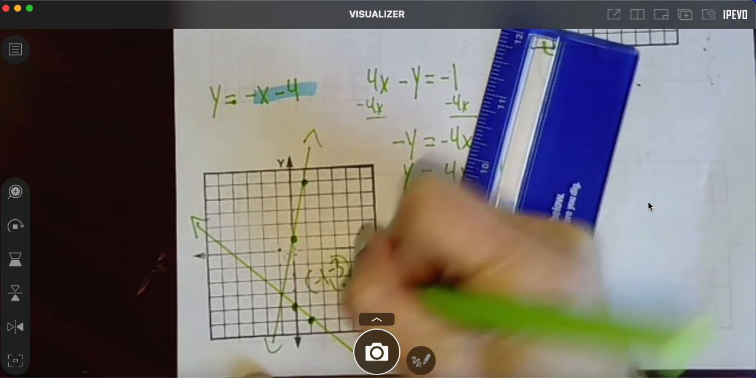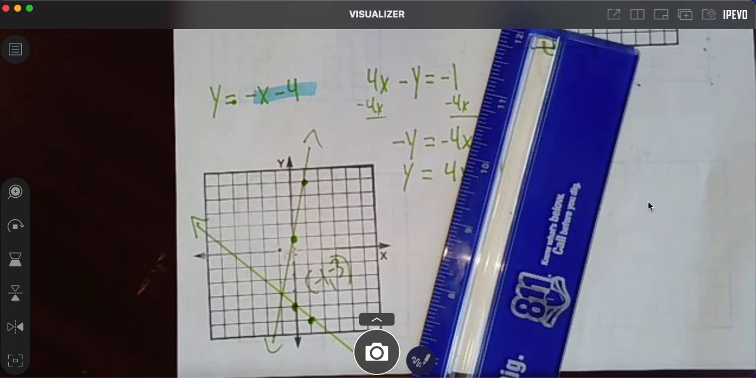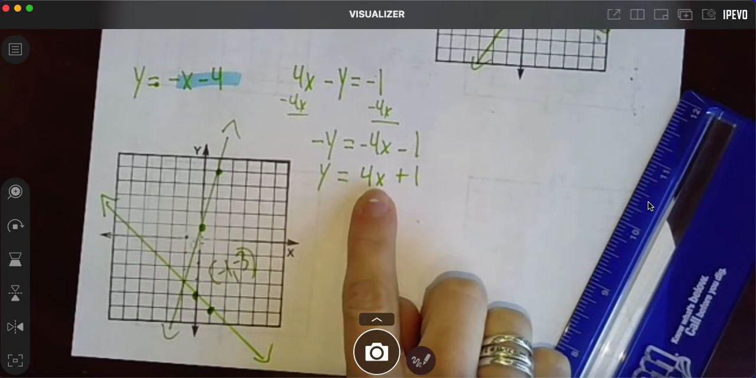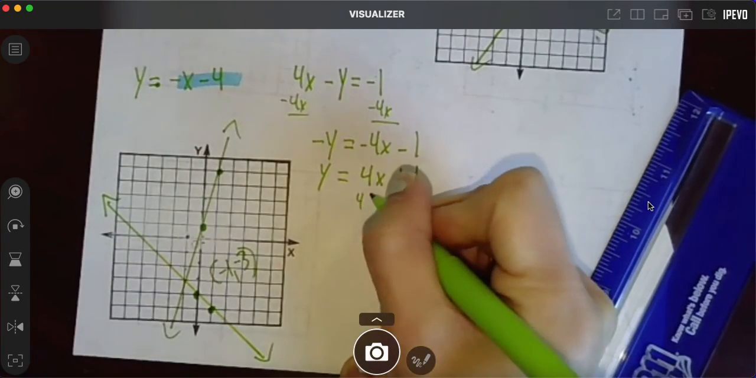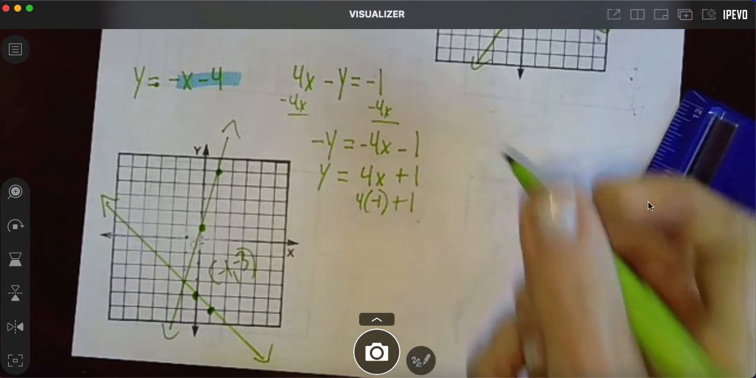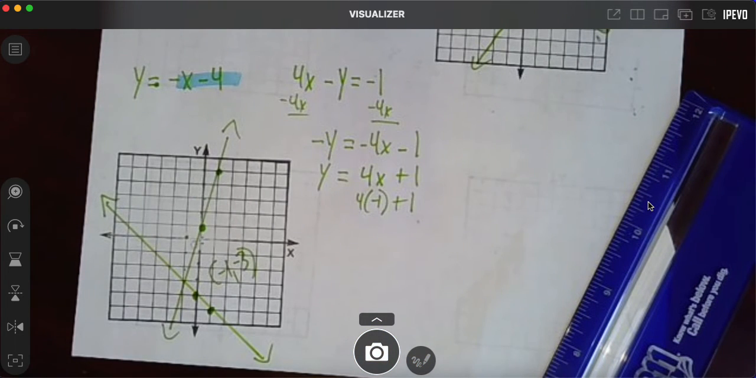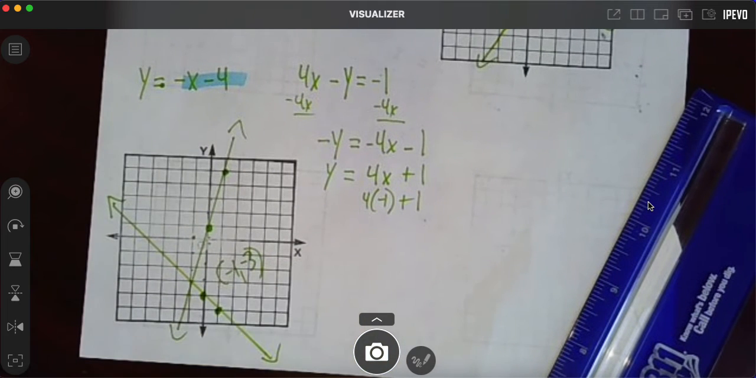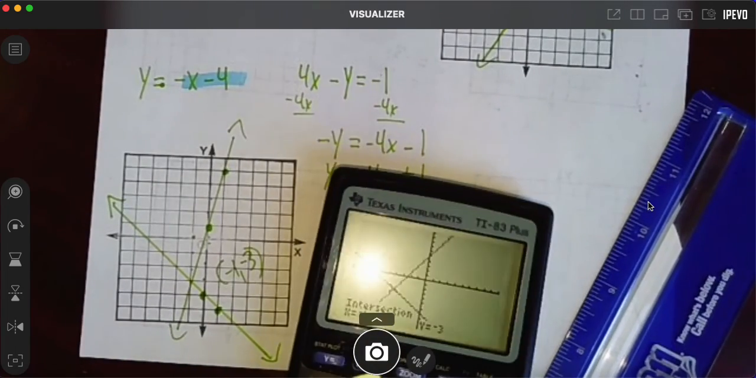Do y'all think that's right? So, I can do this several ways to check my answer. Let me plug it in. If I plug in negative 1, what's 4 times negative 1 plus 1? Negative 4 plus 1 is negative 3. Is that answer right? Yes. Another way to check my answer would be to what? Graph it, okay, and see.